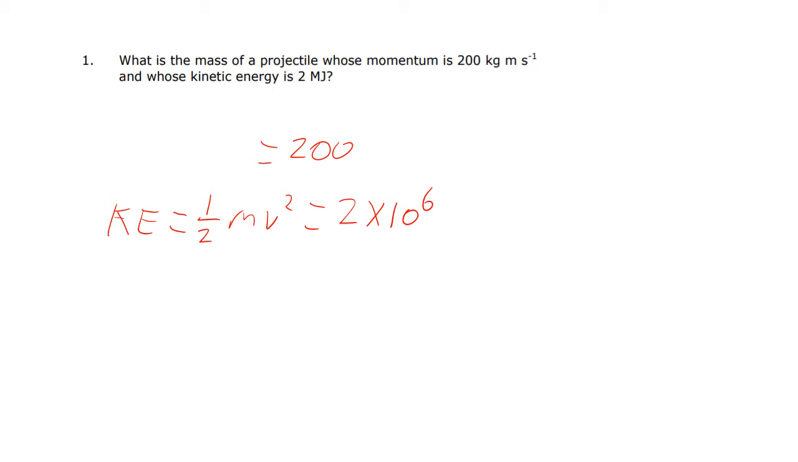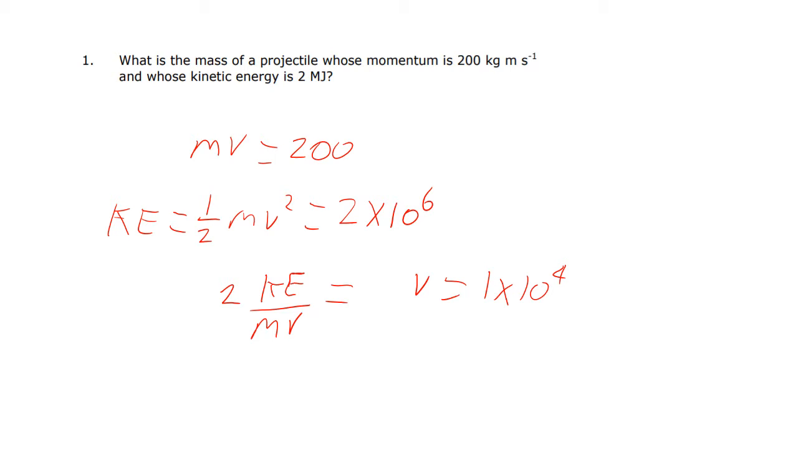Sorry, this should say mv is equal to 200. So to start with, we can take our kinetic energy and divide it by mv, and that will give us half v. So we can double this and we end up with just v. So that v will be equal to 1 times 10 to the power of 4.